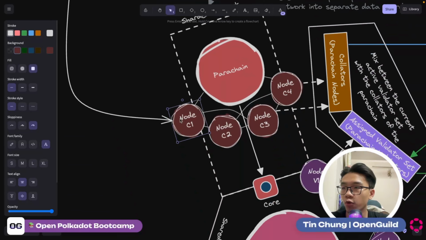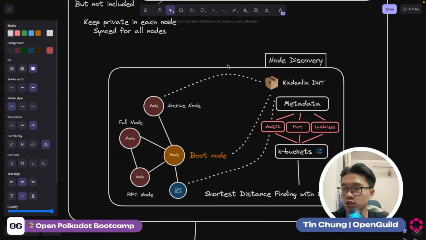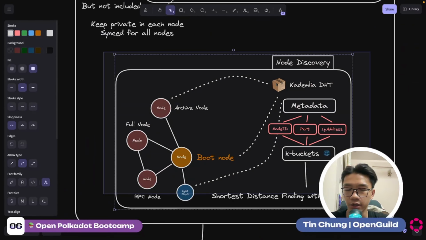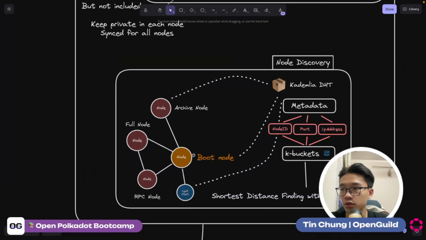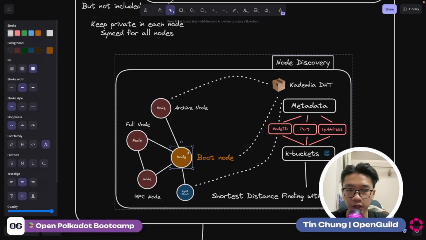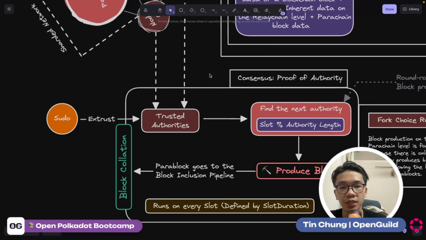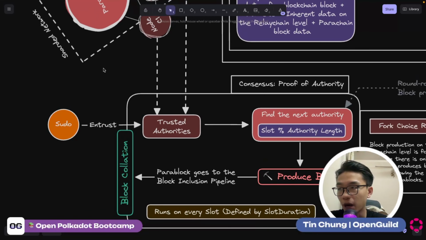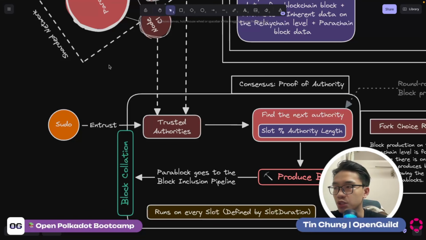This node in the Parachain also participates in the node discovery mechanisms that allow it to use libp2p to communicate with other blockchains in the same network. The consensus mechanism of a Parachain and the consensus mechanism of a relay chain are two different mechanisms. The reason for that will be explained when we work through the process of the diagram. For the Parachain, the consensus mechanism used is proof of authority.